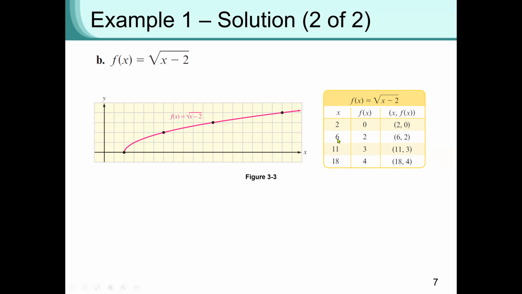6 is good. Why 6 is good? Because 6 minus 2 is 4. Square root of 4 is 2. 11 is good. Why? Because 11 minus 2 is 9. Square root of 9 is 3. So here we pick any value up.